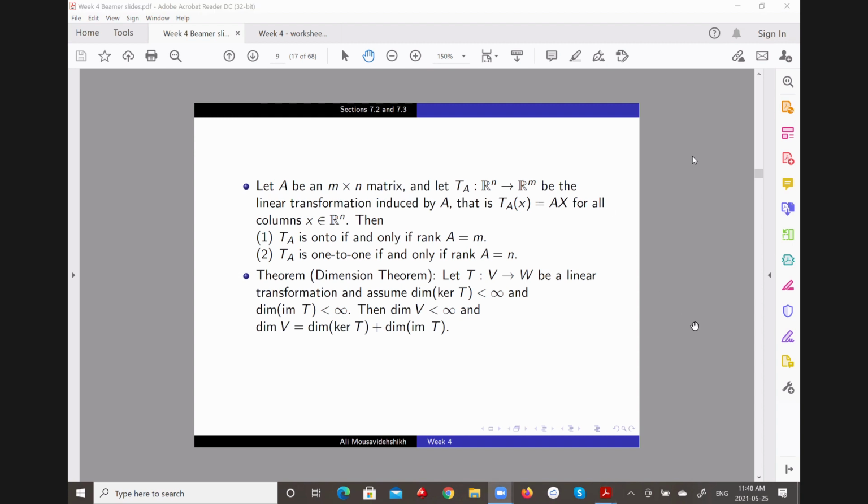But okay. The dimension theorem is unbelievably important, and it plays a very crucial role in a lot of linear algebra. Basically it's telling you that the dimension of the domain is equal to the nullity plus the rank. And that's another way of writing it here.